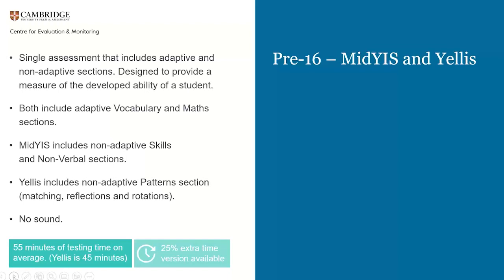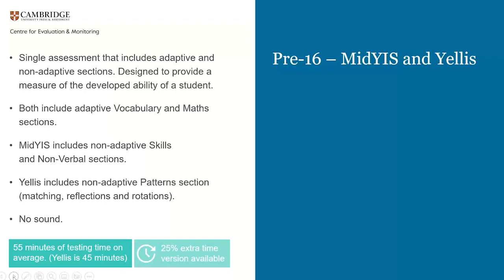So we have adaptive sections that assess vocabulary and maths ability. In our mid-year assessment, we have non-adaptive skills and non-adaptive non-verbal sections. And in the YELLIS assessment, we have a non-adaptive patterns section, which includes questions on matching, reflections, and rotations.